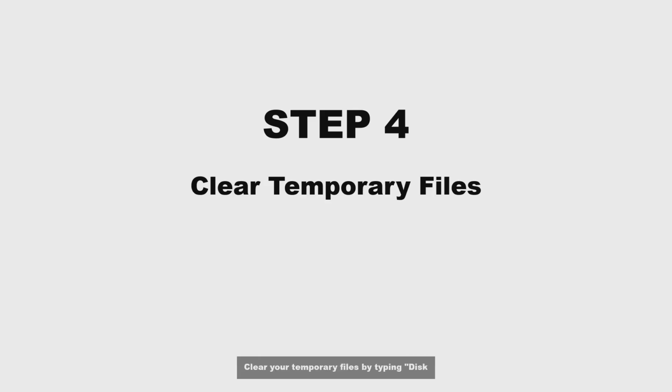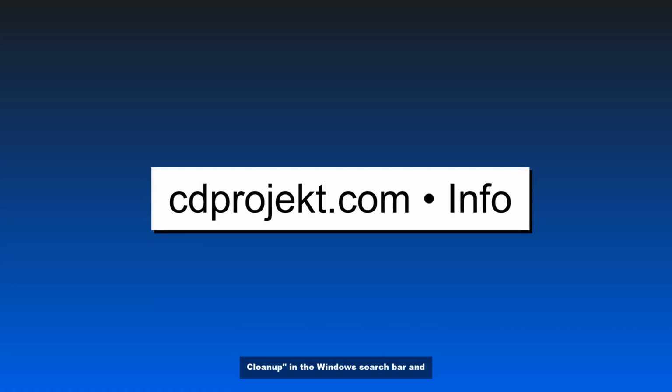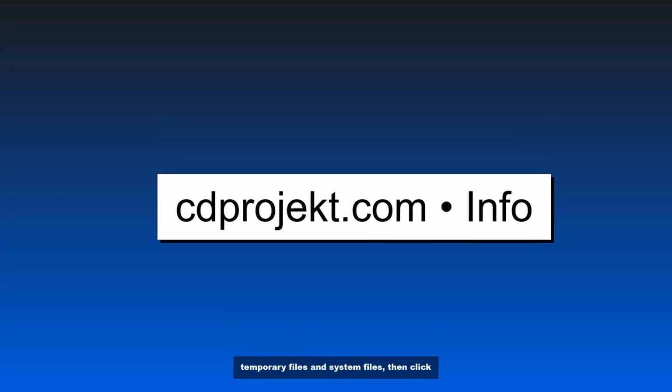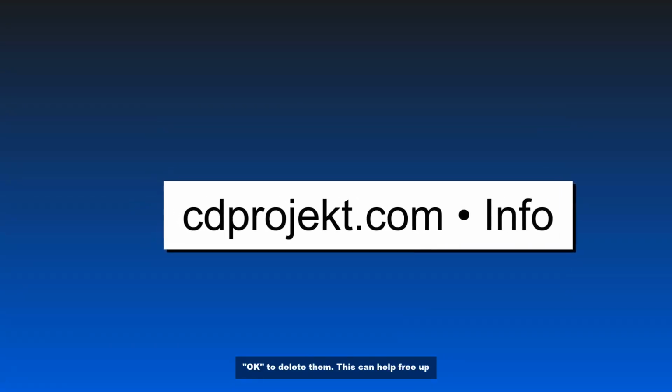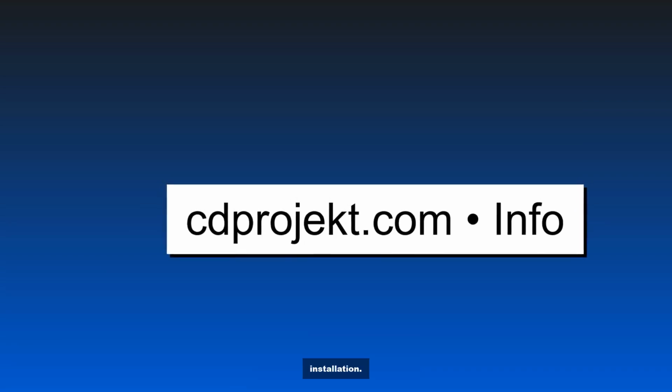Step 4. Clear temporary files. Clear your temporary files by typing disk cleanup in the Windows search bar and selecting the tool. Check the boxes for temporary files and system files, then click OK to delete them. This can help free up space and resolve conflicts during installation.